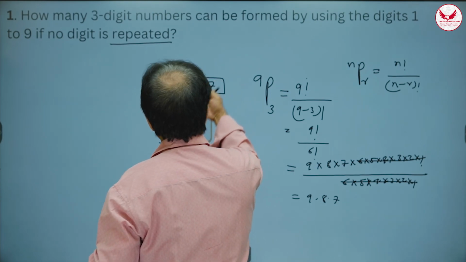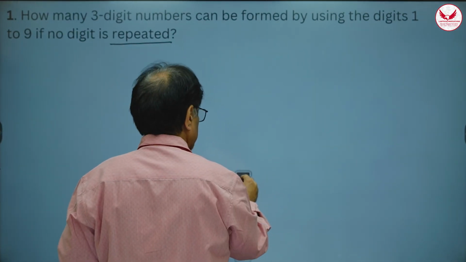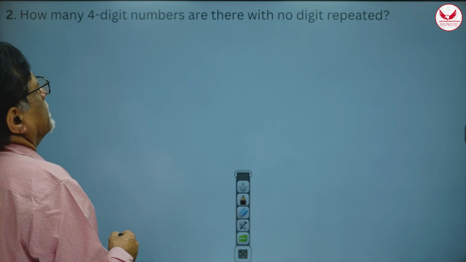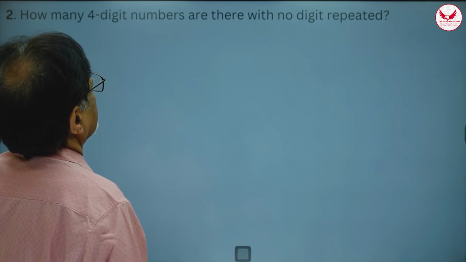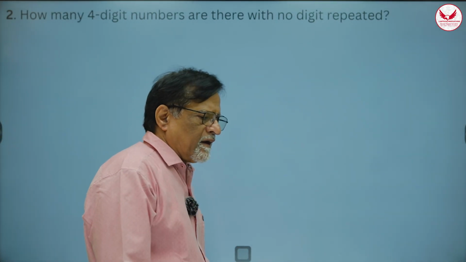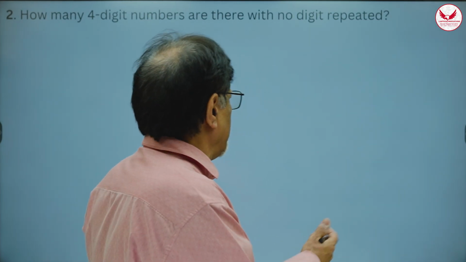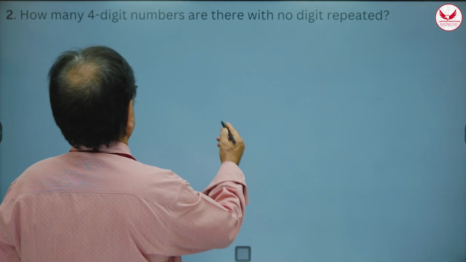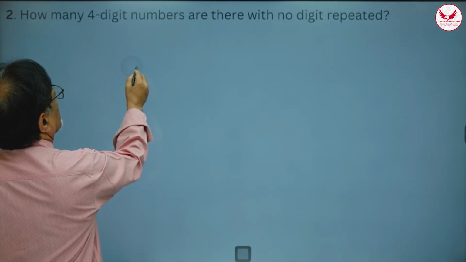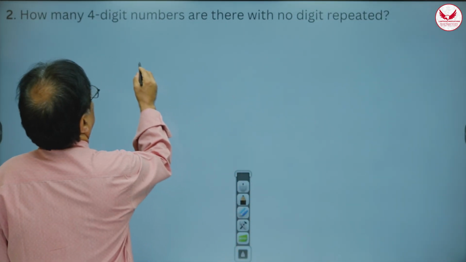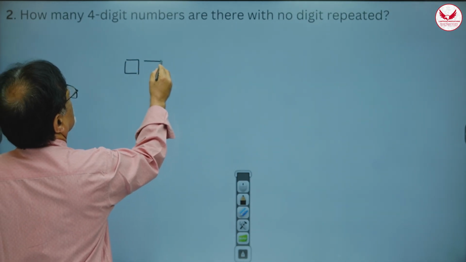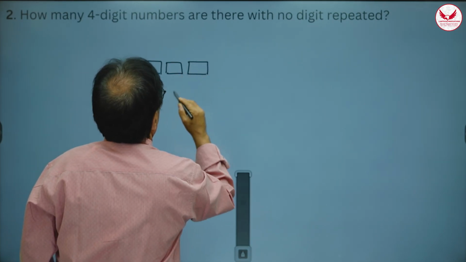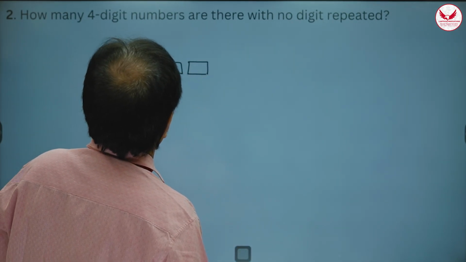Okay. So now let us look at another problem. How many 4-digit numbers are there with no digit repeated? Now here, the number of available candidates is not given. That means how many 4-digit numbers can be formed. So 4-digit numbers are to be formed, which means you have to fill up 4 places, right? So this is one job, first digit, this is second digit, this is third digit, this is fourth digit. So 4-digit numbers are to be formed and no digit has to be repeated.